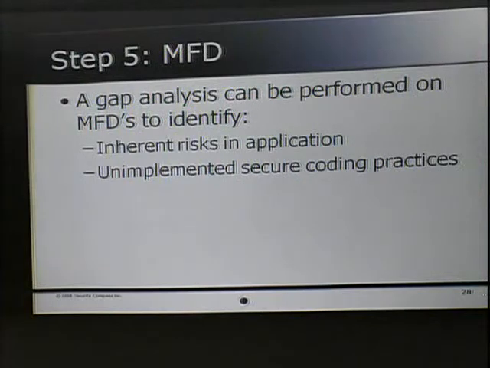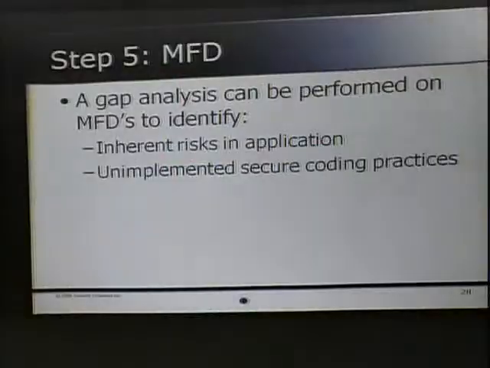So what you can do with them is perform what we would call a gap analysis from either the mitigation map or, more frequently, from the mitigation flow diagrams. You can look at the diagrams and try to identify if there are any inherent risks in the applications, or areas where some of these secure coding practices or categories that you've identified aren't necessarily being employed in certain classes along the use case, for example.